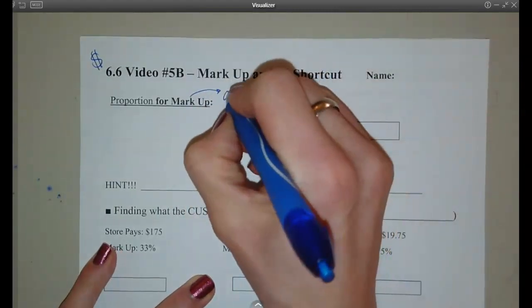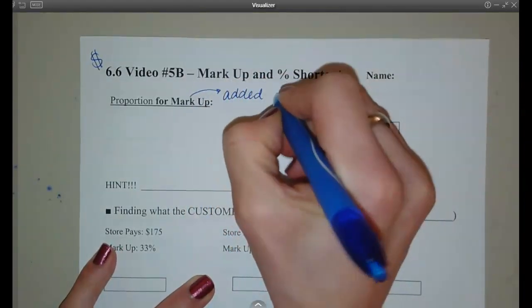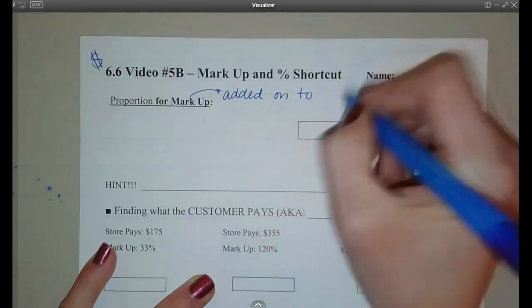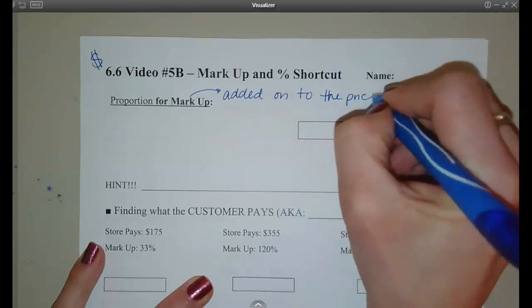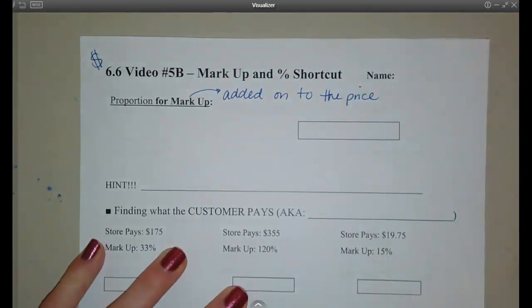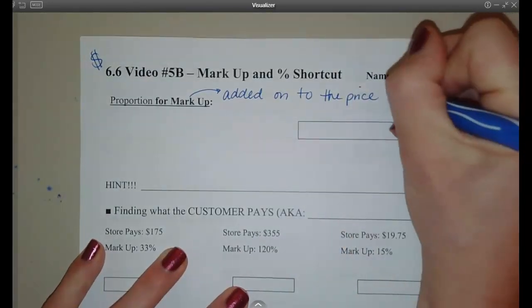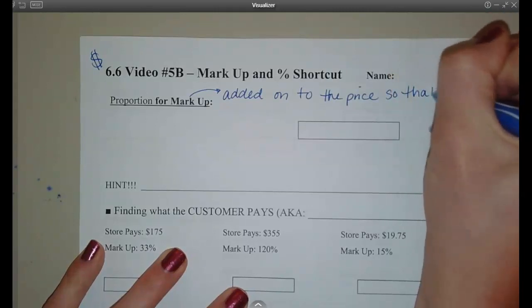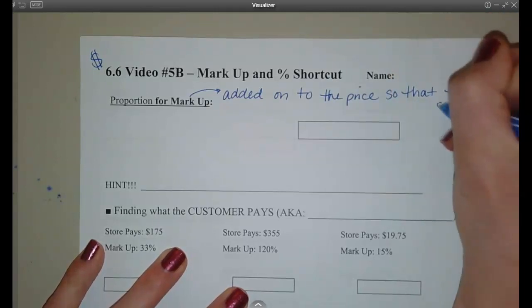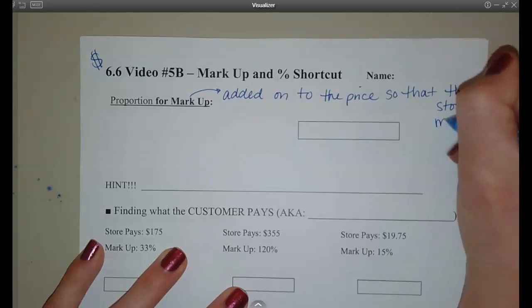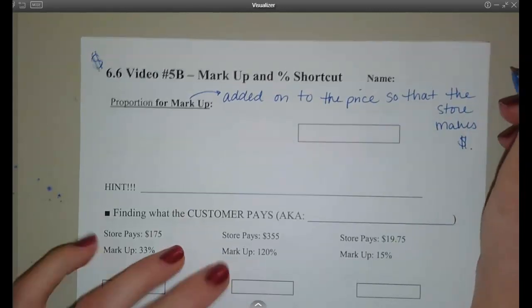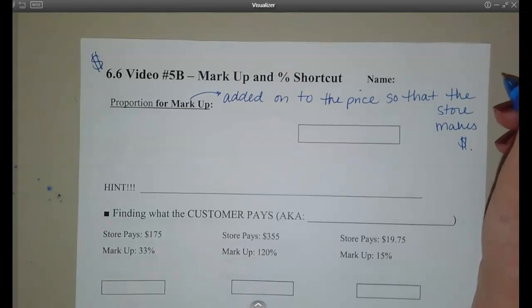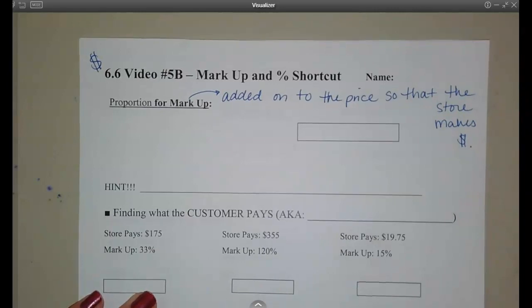Markup is added on to the price of an item. When you go to the store, it's added on to the price of the item. It increases the price of the item so that the store makes money, right? If they don't increase the price above what they paid for their products, then they wouldn't make any money, okay?